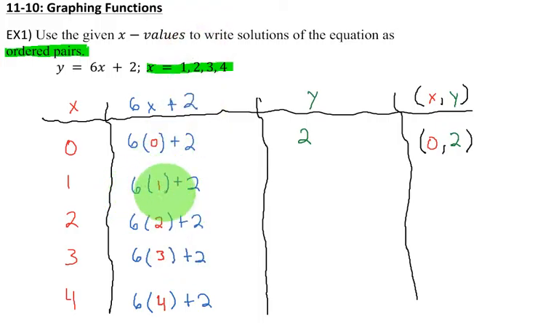Okay, so 6 times 1 gives me a value of 6, and then I can add 2 to 6, which will give me a value of 8. 6 times 2 is 12, plus 2 is 14. 6 times 3 is 18, plus 2 is 20. And 6 times 4 is 24, plus 2 is 26.